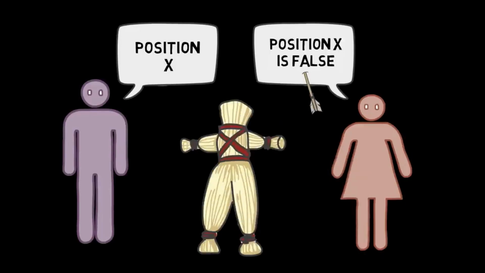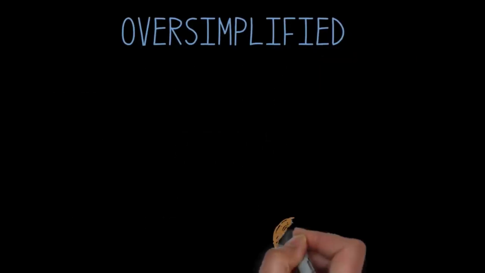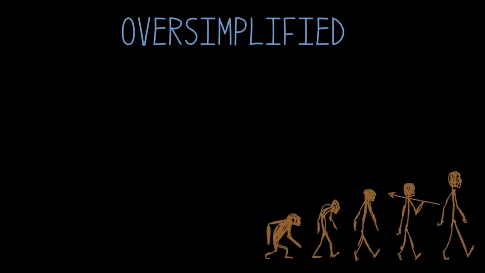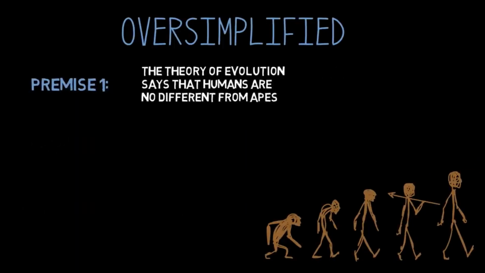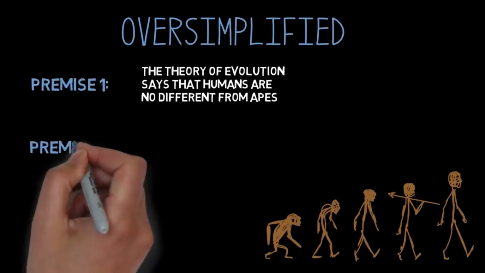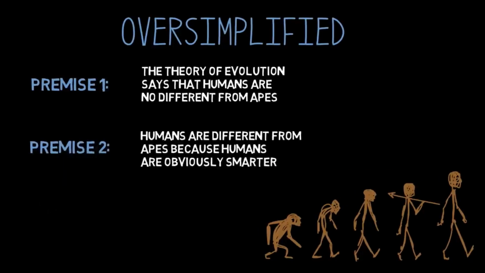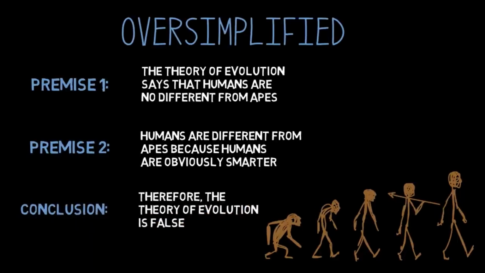But there are other ways in which a position can be misrepresented as well. Sometimes a position can be oversimplified to the point of being absurd. Here's an example of that. Suppose my friend Geo presents the following argument. Premise 1. The theory of evolution says that humans are no different from apes. Premise 2. Humans are different from apes because humans are obviously smarter. Conclusion. Therefore, the theory of evolution is false.